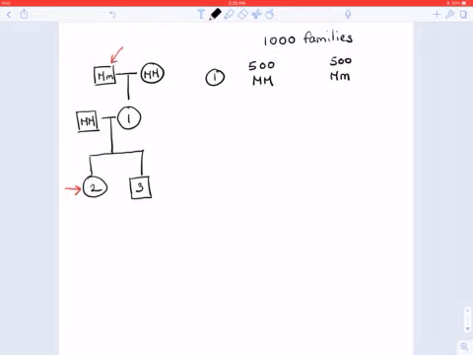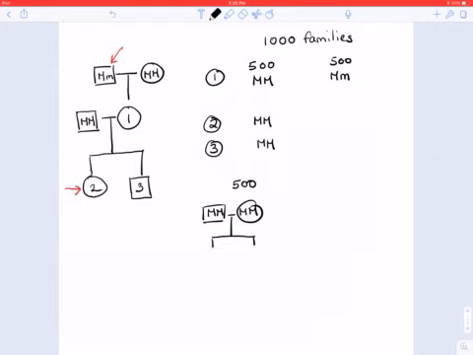Now, let's think about individual 2. If the mother, individual 1, is capital M, capital M, then we know that individual 2 will always be capital M, capital M, and individual 3 will always be capital M, capital M. So we have 500 families in which, in this last generation, individual 1 is capital M, capital M, her partner is capital M, capital M, and because they only have capital M's, both of their children are capital M, capital M. Okay, so that's 500 times.